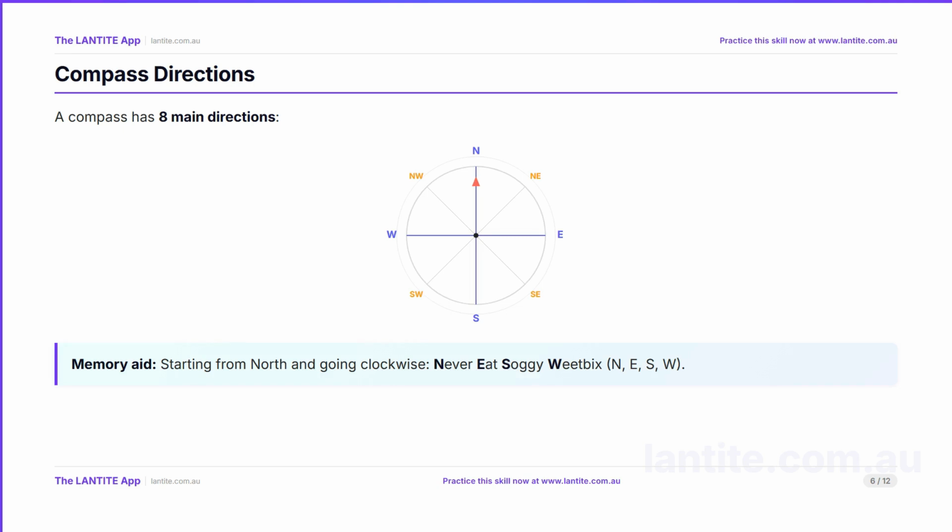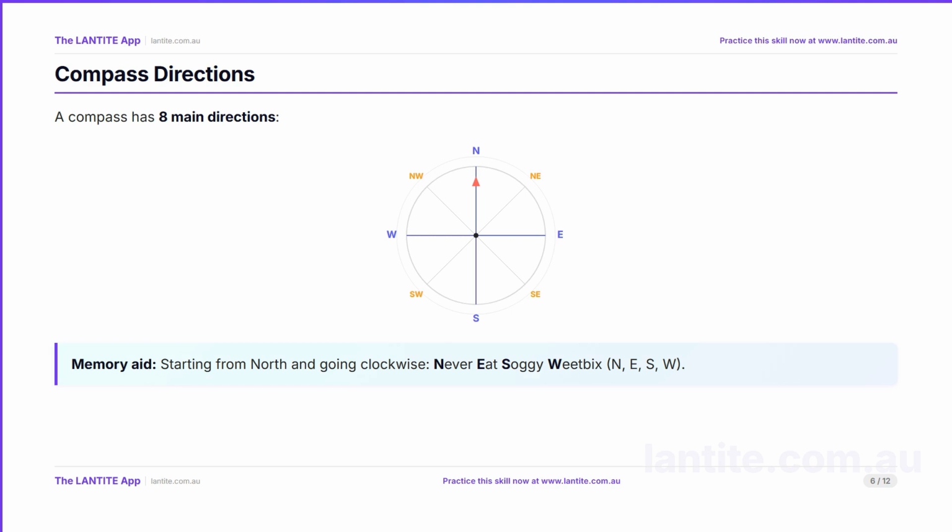Compass directions are essential for map reading on the LANTITE. There are 4 cardinal directions: north, east, south, and west. Between these are the intercardinal directions: northeast, southeast, southwest, and northwest. North is always at the top of a map unless told otherwise. A classic Australian memory aid is never eat soggy Weet-Bix, going clockwise from north.